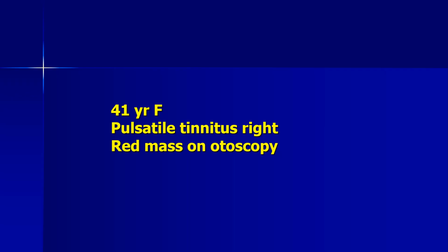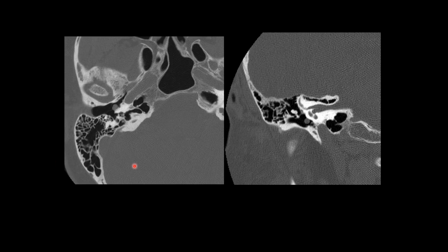Next case is a 41-year-old female presenting with pulsatile tinnitus on the right side and visualization of a red mass on the otoscopic examination. These are the axial and coronal CT images. Here we can see a very well marginated soft tissue density gray structure within the right middle ear cavity, and it's located and centered at the cochlear promontory. So this is a classical appearance of glomus tympanicum tumor.